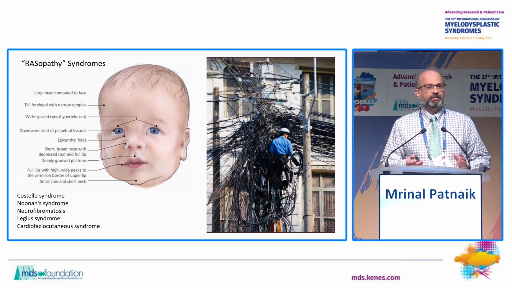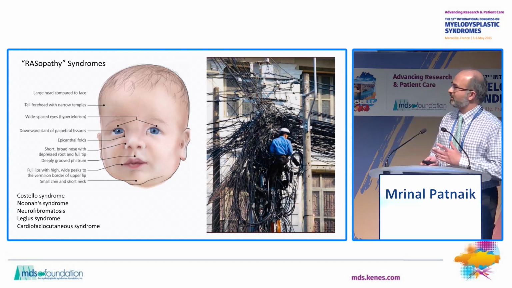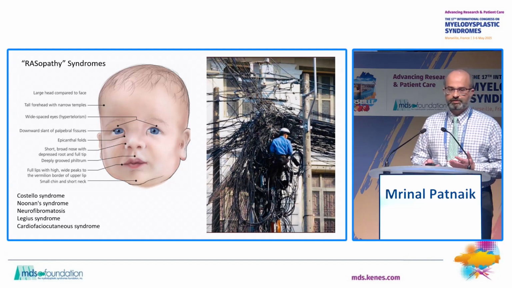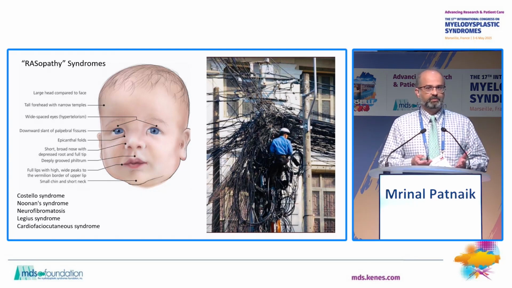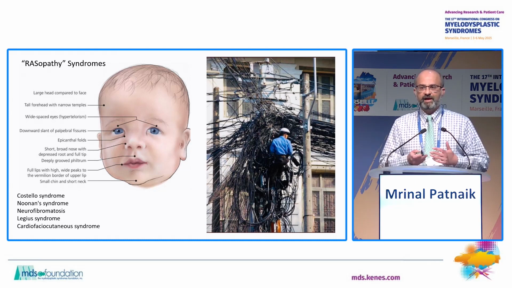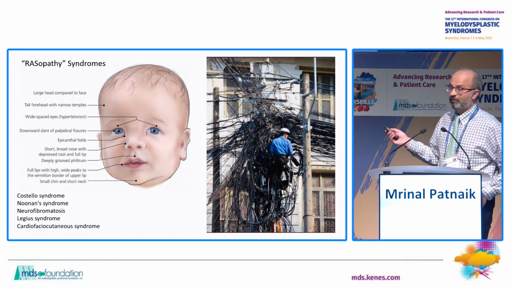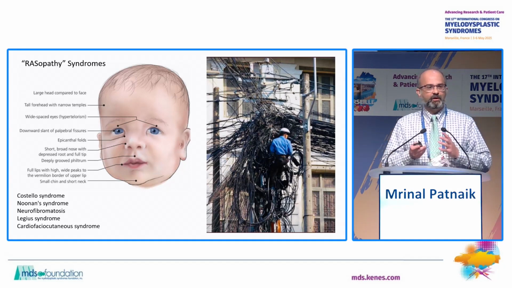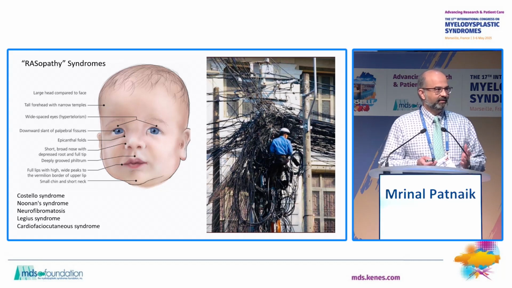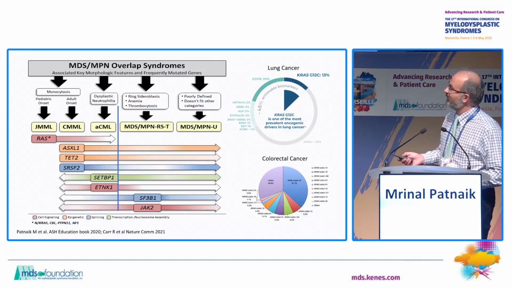Now, we've learned a lot about RAS mutations largely from the RASopathy syndromes. So the congenital diseases like Costello's, Noonan's, neurofibromatosis, all of these can be associated with either transient or sustained monocytosis and constitutive active signaling of the RAS molecules. And this is a photograph from Lima, Peru, where this gentleman was trying to fix a phone line, just telling you how complicated signaling involving the RAS pathway can be.